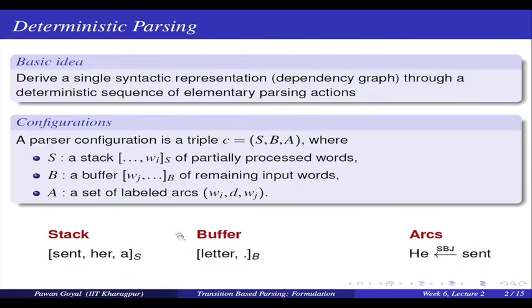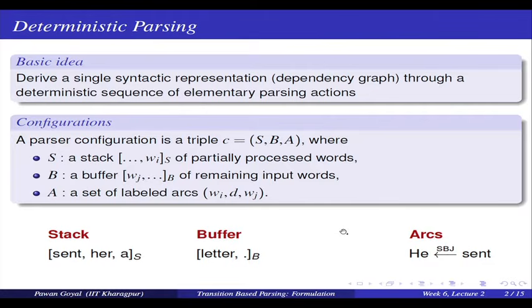So, this is for the sentence, he sent her a letter. This is an intermediate configuration where you have the words sent her a in the stack. So, you are partially processed at this point. The word letter and punctuation are in the buffer, they are remaining, and there is already an arc between the words he and sent, and he is the subject of the word sent, the verb sent. So, this is an intermediate configuration.